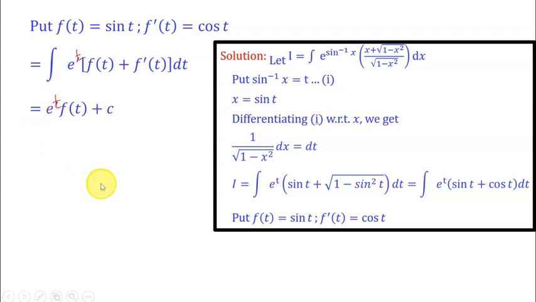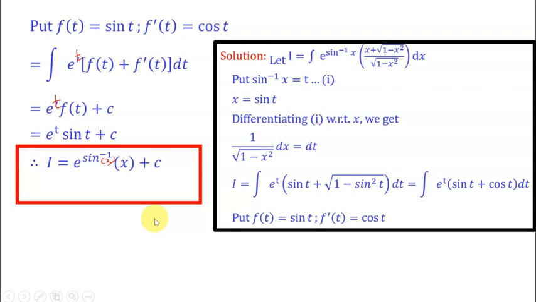Okay. Resubstitute the value of f of t, which is sin t, and finally also the value of t, which is sin inverse of x. So this is x into e raised to sin inverse of x plus c, and this is the answer. That is I is equals to e raised to sin inverse of x into x plus c.